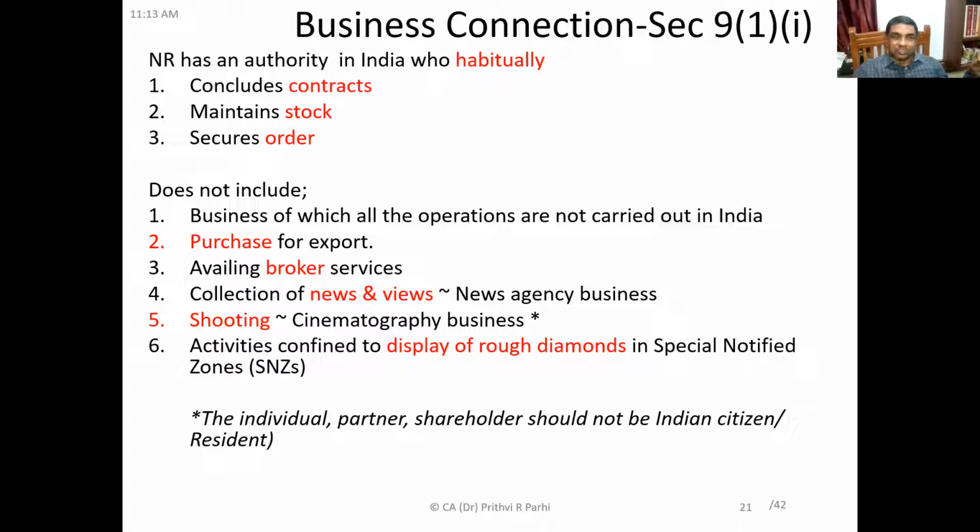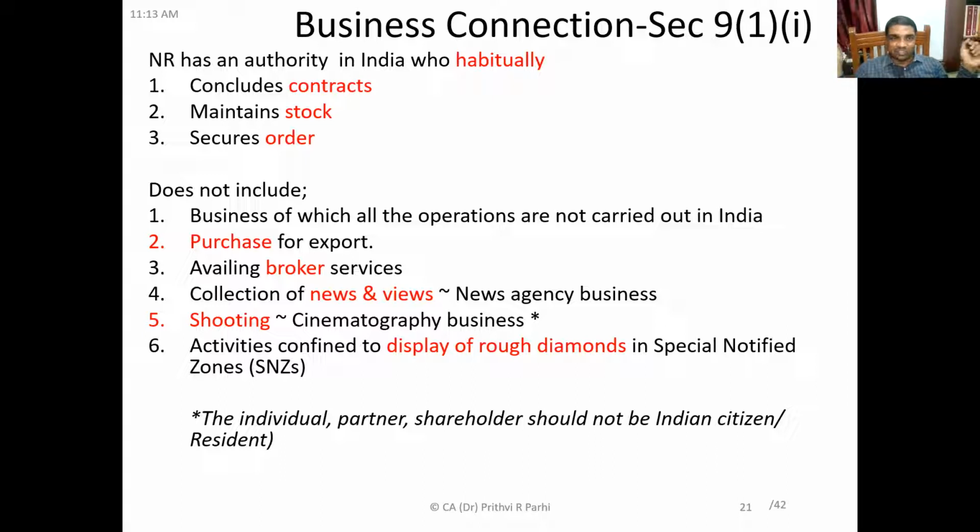Or some person is generating some profit from a cinematographic shooting business. If the person is in the cinematographic business and the individual, partner or shareholder is not an Indian citizen, that means the foreign citizen is not an Indian citizen or resident, then that will also not be considered a business connection.